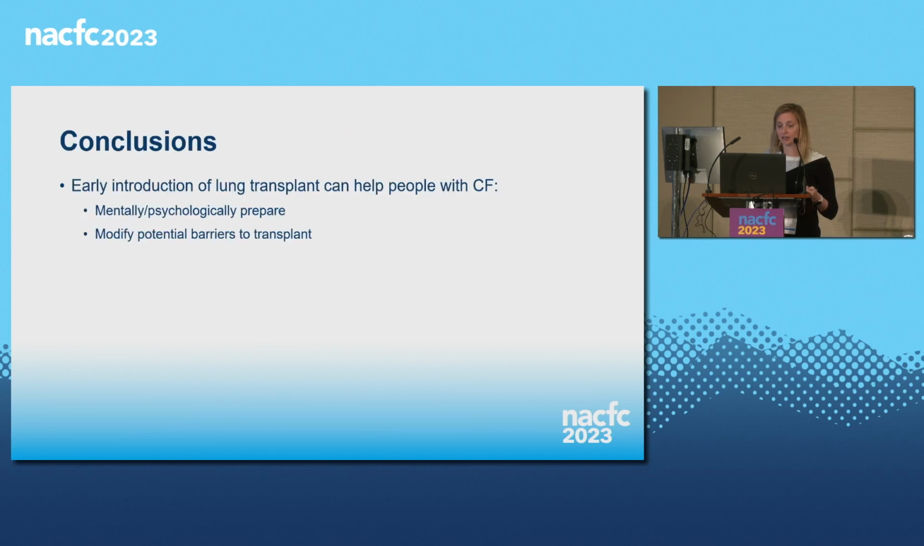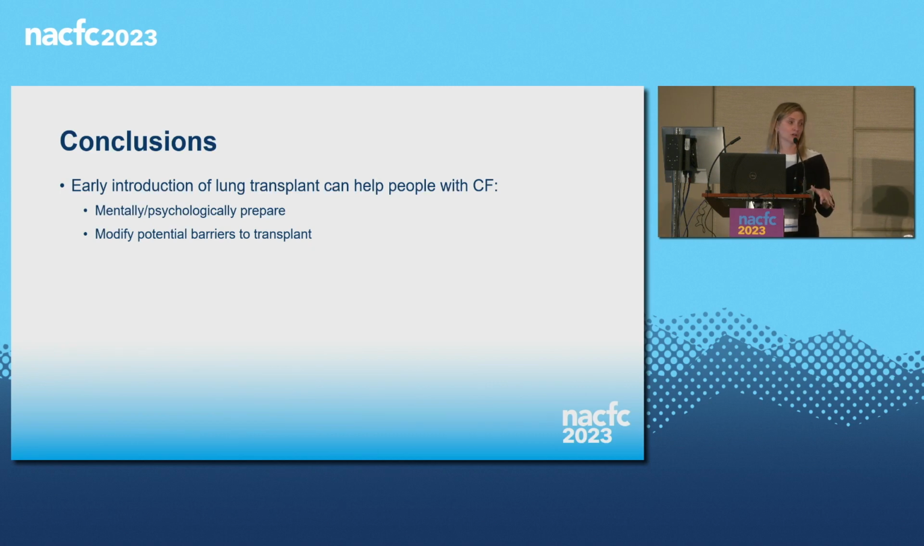still lacking. So in conclusion, early introduction of lung transplant can help people with CF mentally and psychologically prepare for the transplant discussion and decision, and can also help with modifying potential barriers to transplant: financial, social support, nutritional adherence issues, which may take years to improve and may be more salient for those with disadvantaged access to transplant.